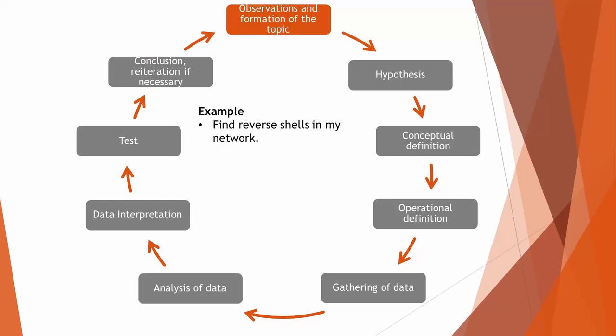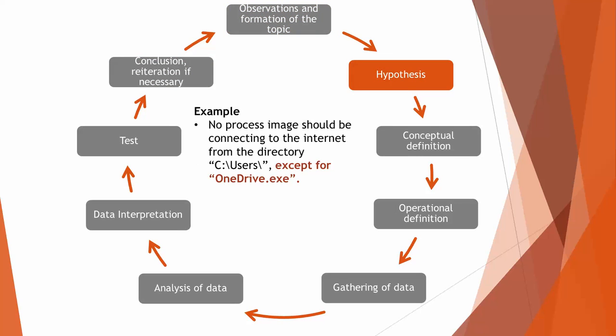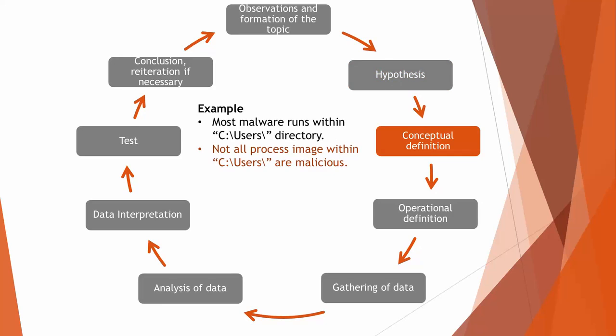So we're going to reiterate and run back through the process again. Nothing has changed here in our topic. However, our hypothesis has changed. We're going to still look for the same thing, except this time we're going to exclude OneDrive. Conceptual definition, again the same. So this is going to be most malware runs within the C:\Users directory. Not all processes within C:\Users are malicious.